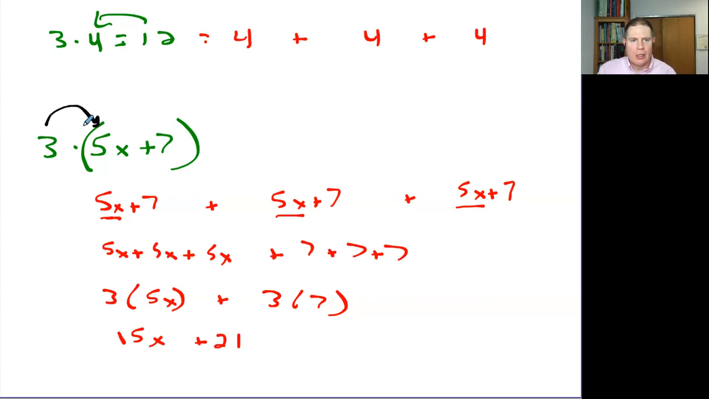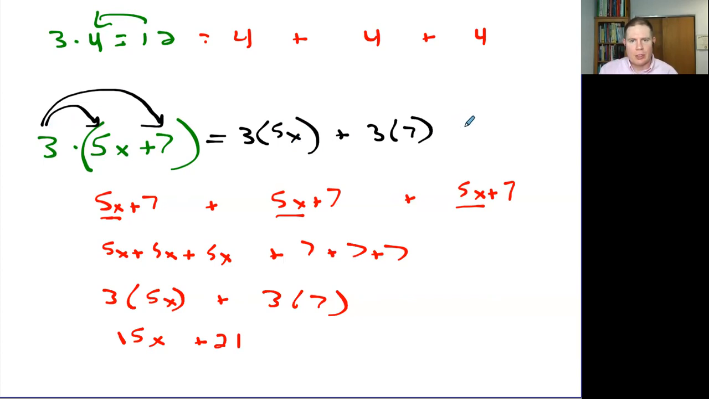Take this factor and multiply by every term in the second factor. So the only work I would show for this problem is 3 times the first factor plus 3 times the second factor. There's my 15x plus 21, right? So all this writing in the red, I hope is a good reminder of why distributing works the way it does.